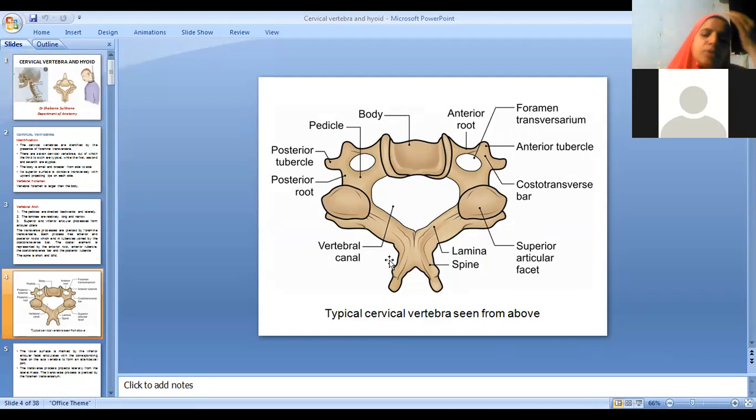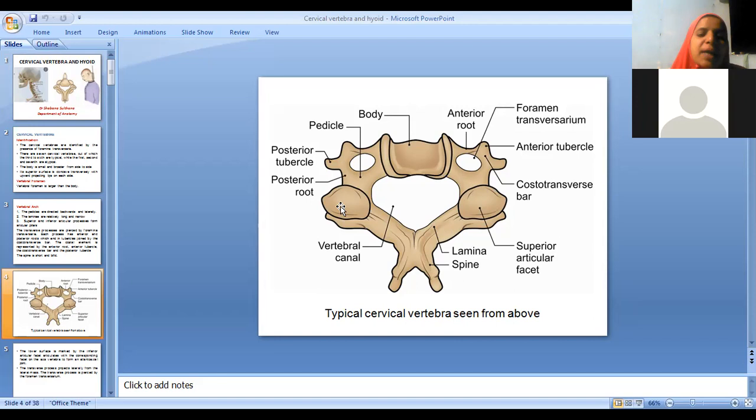Yes. So I said C3 to C6 are typical cervical vertebra. Now let us see what features we have. Anteriorly it has body, posteriorly it has spine, and in typical cervical vertebra the spine is bifid. Then this whole thing is anteriorly called the arch, posteriorly we call it the lamina. So this area is arch and this area is lamina, and at the junction of arch and lamina you are finding the superior articular facet.